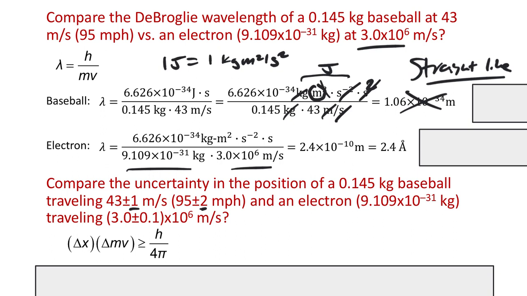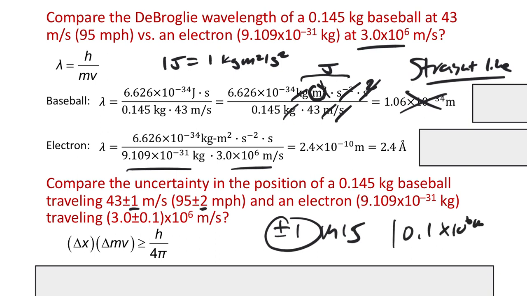And then we have an electron traveling 3.0 plus or minus 0.1 times 10 to the 6 meters per second. So for the uncertainty principle, it's the plus or minus 1 for the baseball, or the 0.1 times 10 to the 6 meters per second for the electron, that factor into these equations. It's the uncertainty in those values, and not the velocities themselves.